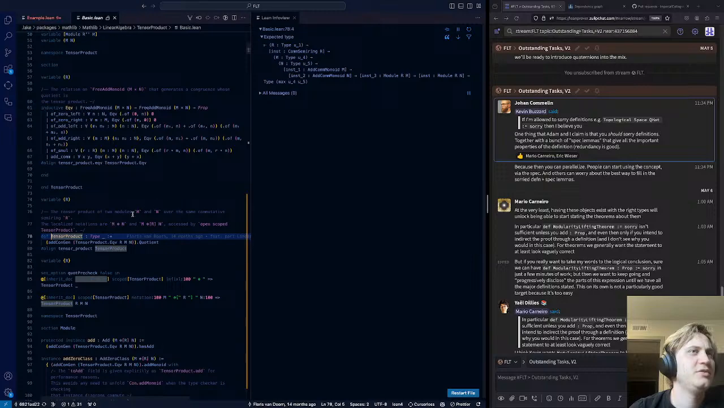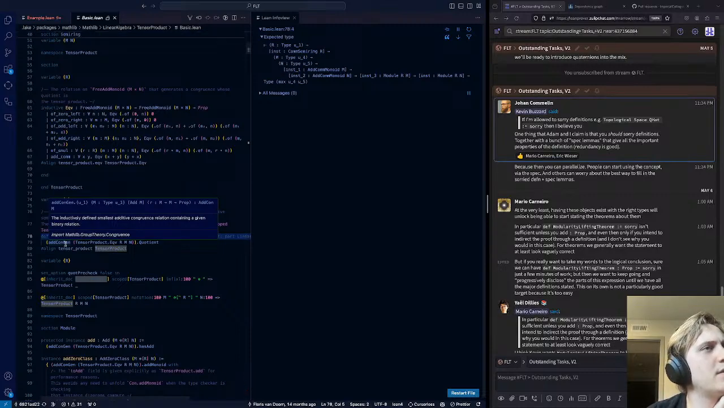The tensor product of two modules M and N over the same commutative semiring. Yes, is this not just the set of ordered pairs? How is this different from the set of ordered pairs? Obviously, it's not the set of ordered pairs because then it would just be the product. Okay, so let me look at this weird type definition here. It's the add con gen, the inductively defined smallest additive congruence relation containing a given binary relation.